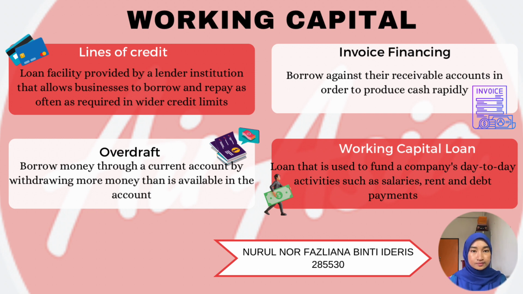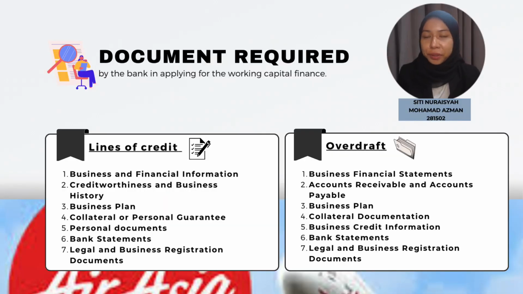Thank you. So, I will continue the presentation by explaining the documents required by the bank for applying for working capital finances. For a line of credit, these are the specific requirement documents that are often requested by banks and lenders. Number one is business financial information. This is to show the financial stability and credibility of the Asia company.